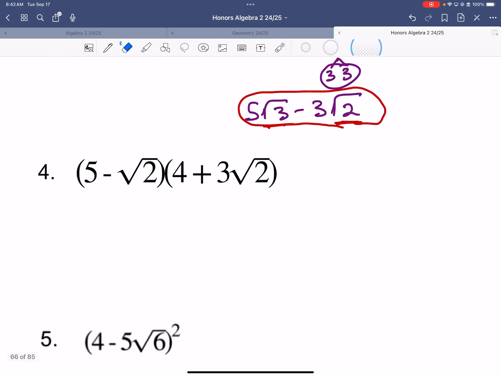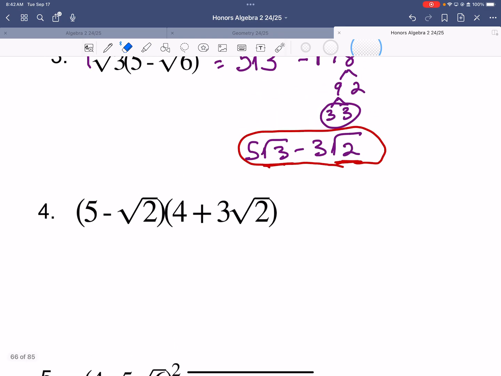Okay. Why don't you go ahead and give number 4 a try. Make sure you FOIL it when you do this one. Take the first term of the first binomial times each term of the second, and take the second times each term. Give you about a minute and a half. Give that one a shot.